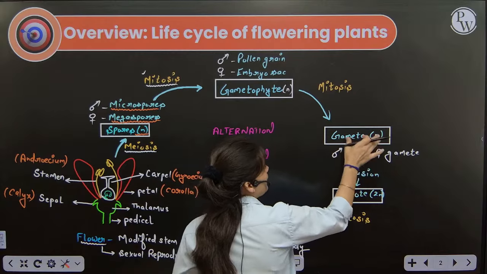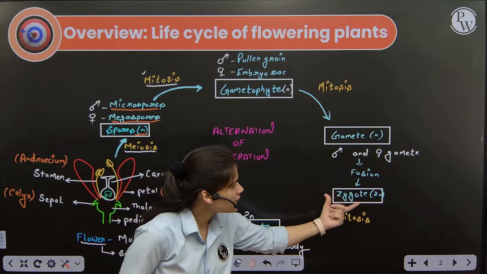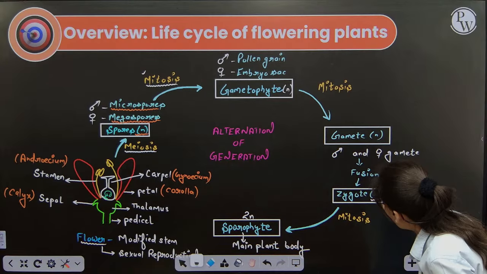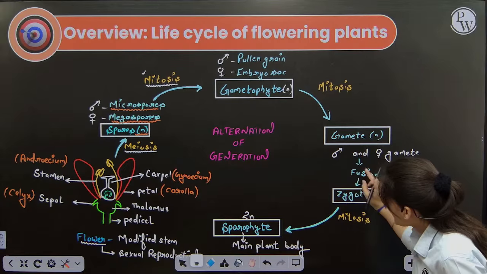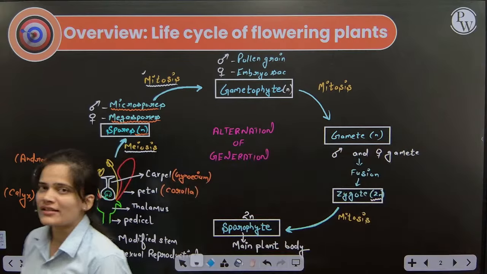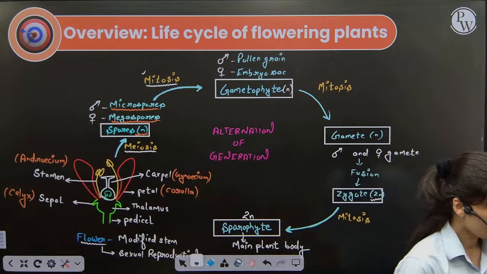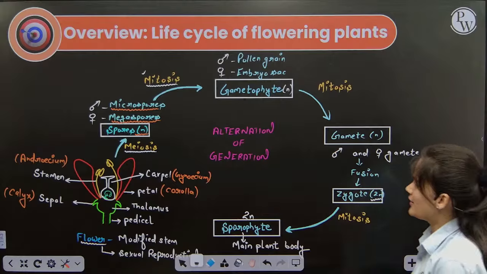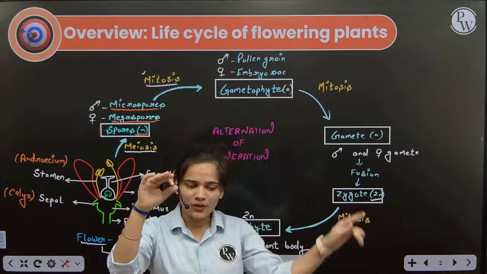Then what happens? Both male and female gametes get fused together. After fusion, zygote is formed. Zygote is diploid. Then that diploid zygote develops into the sporophyte. Zygote is 2n, sporophyte is also 2n. This zygote develops into sporophyte, which is the main plant body in case of flowering plants. So this is about the life cycle of flowering plants. What happens? Sporophyte is going to form gametophyte, which is going to form sporophyte.